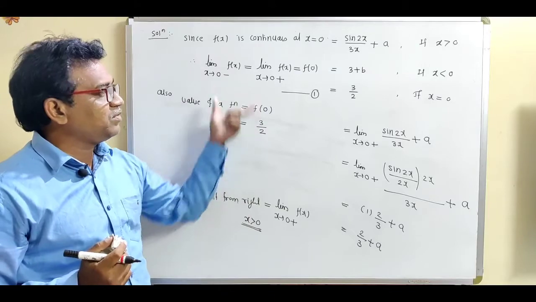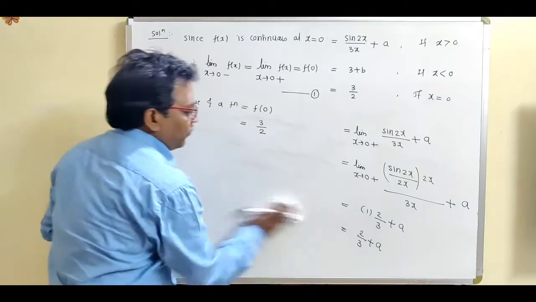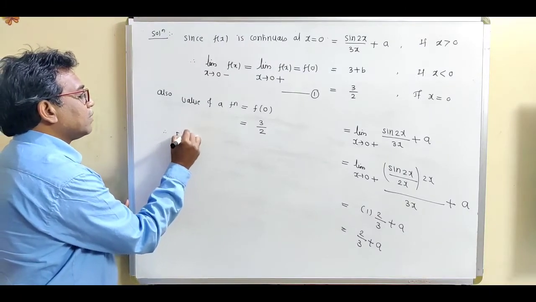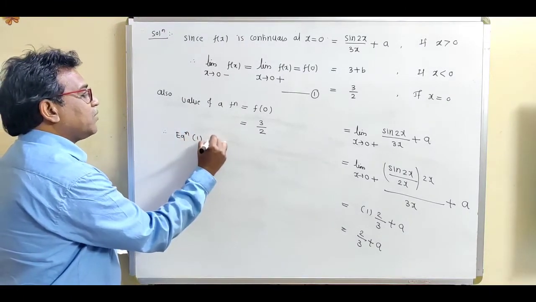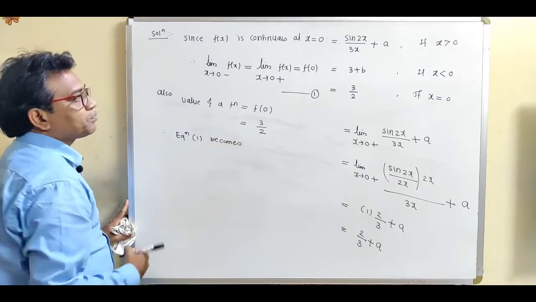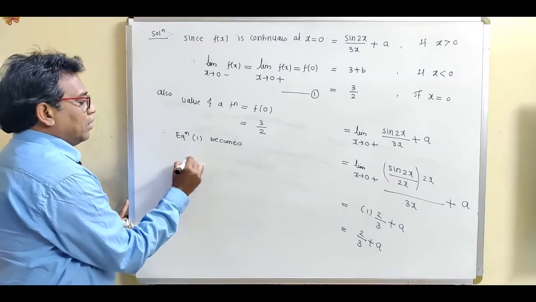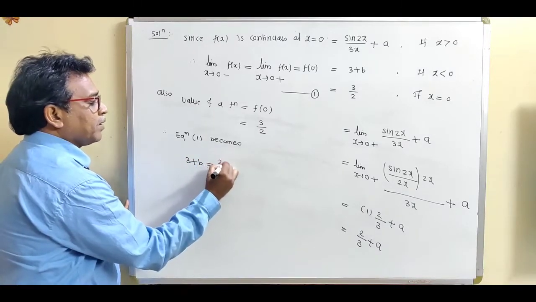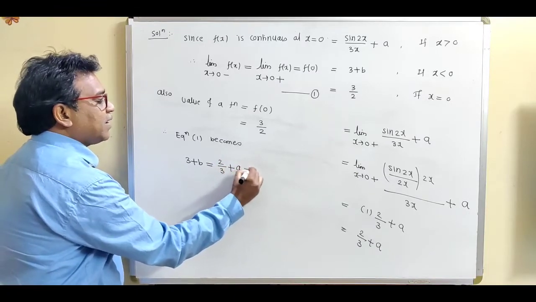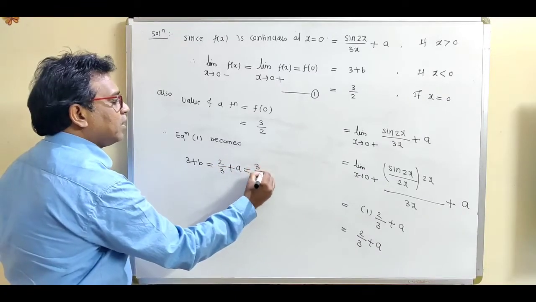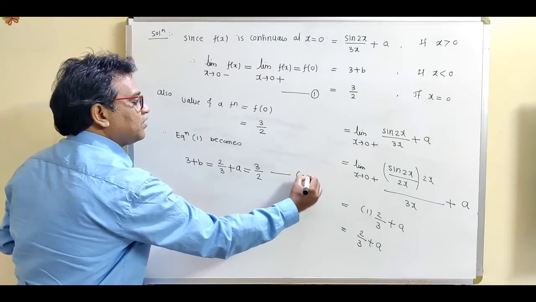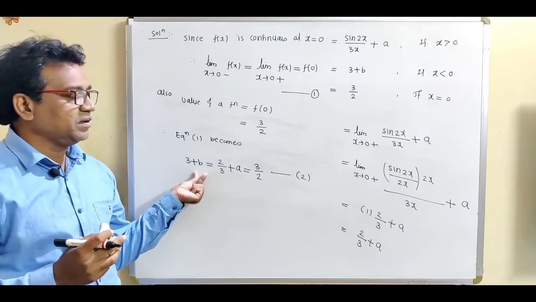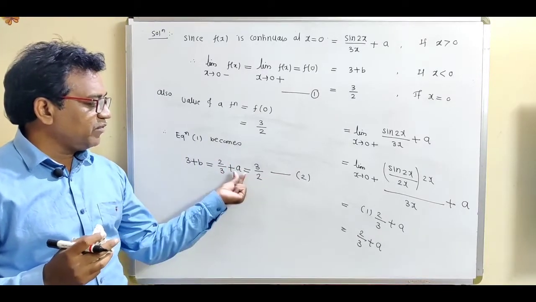So just put those values in equation number 1. So write down, therefore equation 1 becomes, 3 plus b, this is left hand limit, 2 by 3 plus a, this is right hand limit, and what is the value of function? Value of function, this is 3 by 2. So this is suppose equation number 2. So by equating first and third term we can find this b. By equating second and third term we get this a.